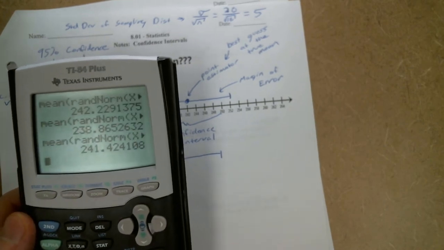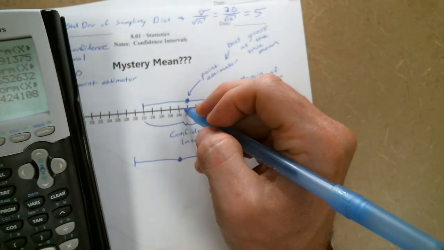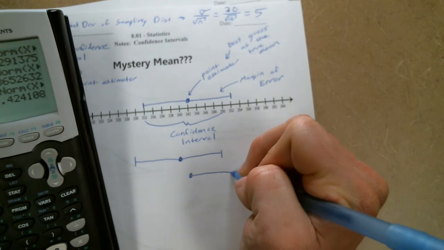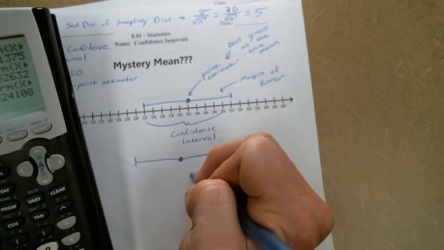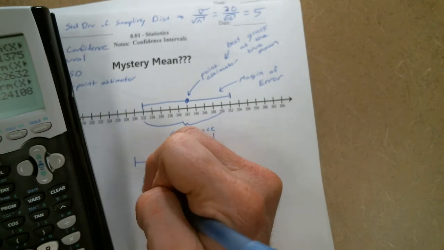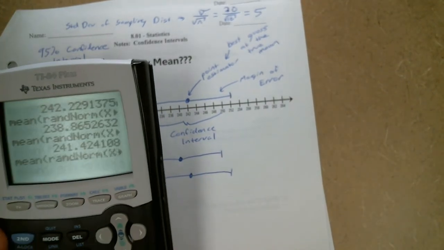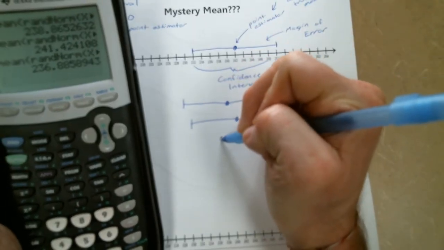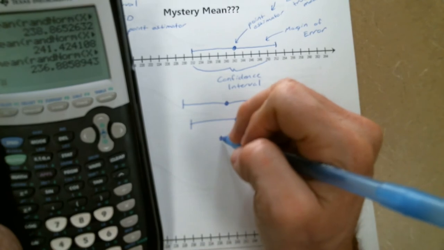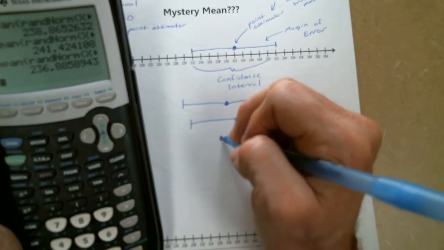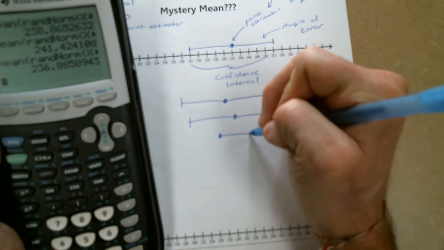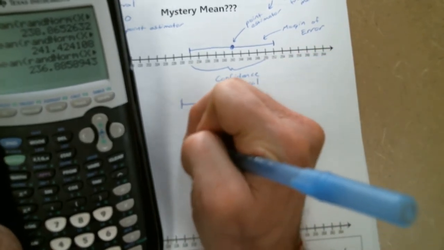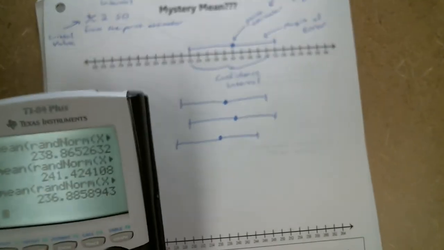All right, and then let's say I did it again. This time I got a result of 241. So again, there's my point estimator. I would go up to 251. I would go down to 231. All right, let's say I did it again. This time I got 237. So my point estimator is over here. And then I would go up to 247, which is about right there. And I would go down to 227, which is about right there.